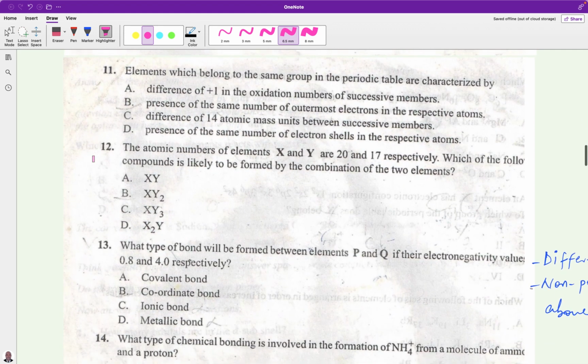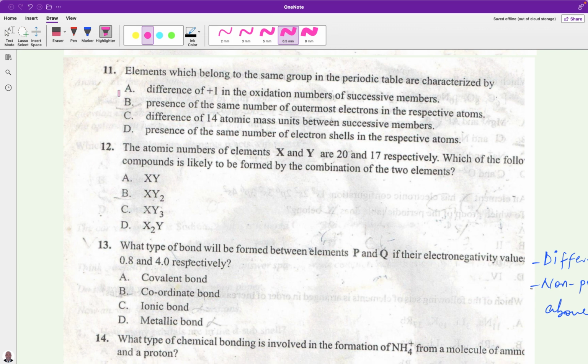Question number 11. Elements belonging to the same group in the periodic table are characterized by: A. Difference of plus 1 in the oxidation number of successive members. B. Presence of the same number of outermost electrons in the respective atoms. Excellent, B is the answer.